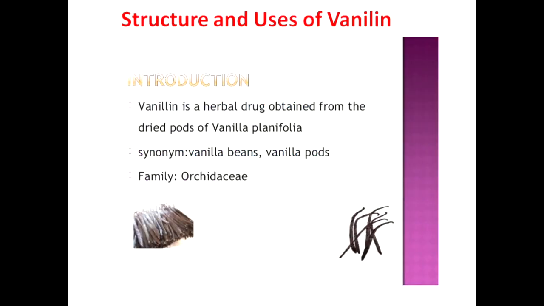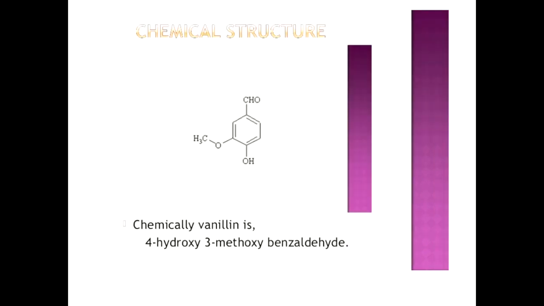Now we will see the second compound, which is vanillin. So, structure and uses of vanillin. Vanillin is a herbal drug obtained from the dried pods of Vanilla planifolia. So it is first obtained from the plant called Vanilla planifolia. Its synonyms are vanilla beans or vanilla pods, family Orchidaceae. The structure of vanillin is a benzaldehyde: 4-hydroxy, 3-methoxy benzaldehyde is vanillin.